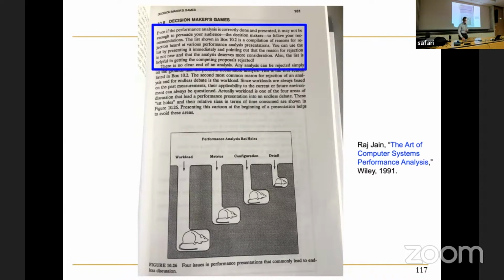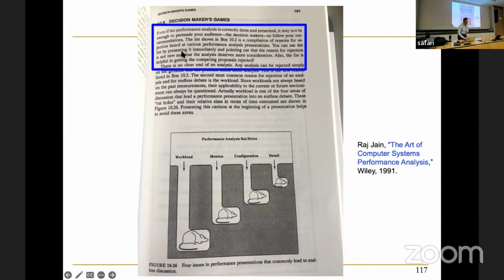And I like what they say over here, basically. Even if performance analysis is done correctly and presented, it may not be enough to persuade your audience, the decision makers, to follow your recommendation. The list shown in the next box, not this box, is a compilation of reasons for rejection heard at various performance analysis presentations. These are actually good rejection reasons that reviewers use to reject papers also sometimes. Although they're much more creative than this, they come up with many, many different reasons these days.